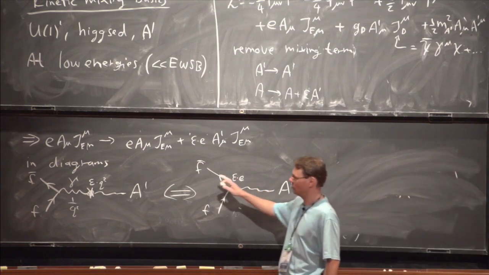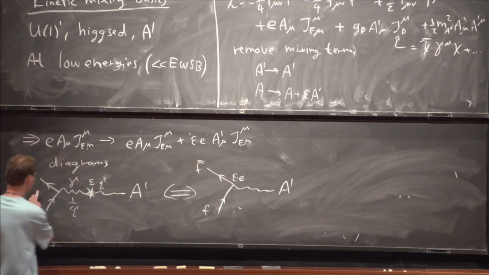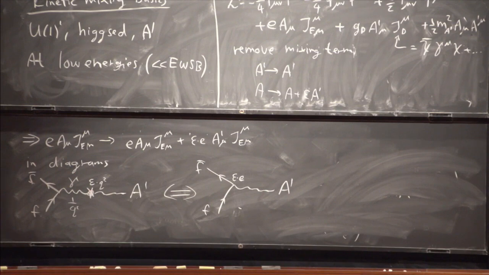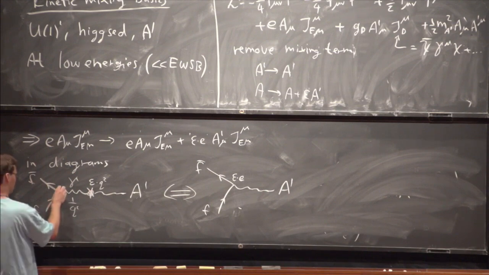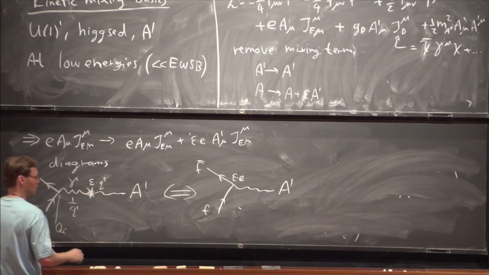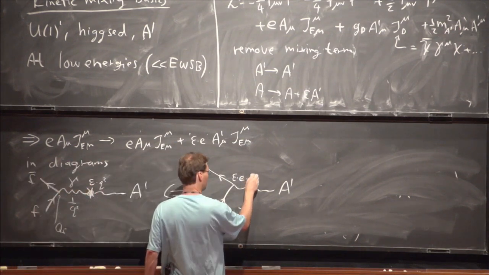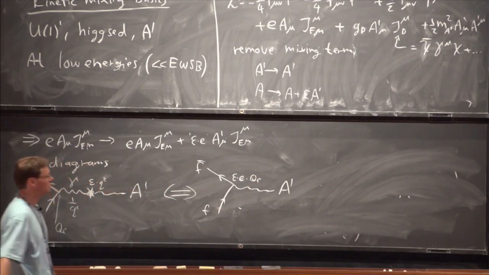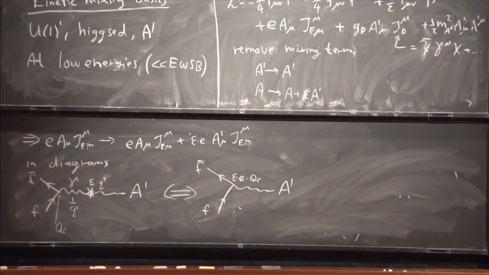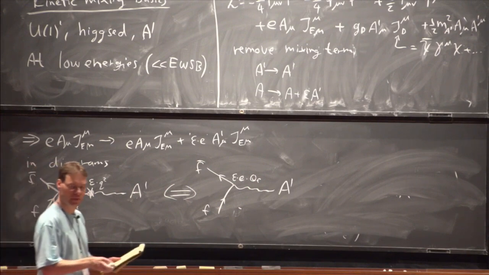And just to be a bit more precise, so the photon couples to f. f doesn't necessarily have unit charge in terms of electron charge. So there's some q_f here. So there's also going to be some q_f here, where q_f is in units of e. So for an electron, q_f is just 1 or minus 1. Okay.